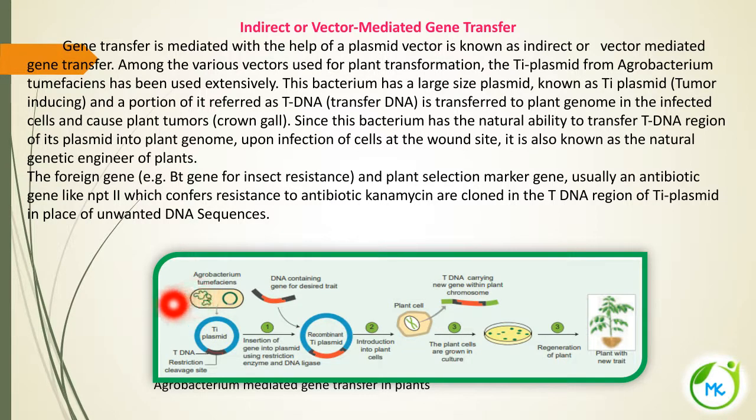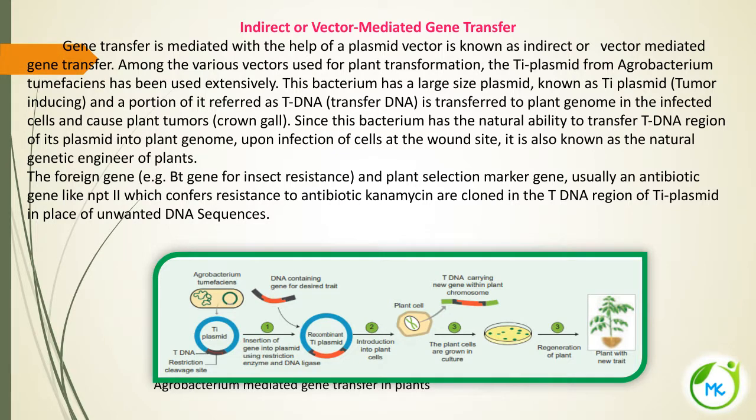So this is the bacteria. This bacteria contains the Ti plasmid, and the Ti plasmid has T-DNA. In this T-DNA region only, we are going to insert the desired gene. After inserting the desired gene, it can be introduced into the plant cell, and the plant cell can be grown in culture and then regenerated, so that now this plant will have a very important function.